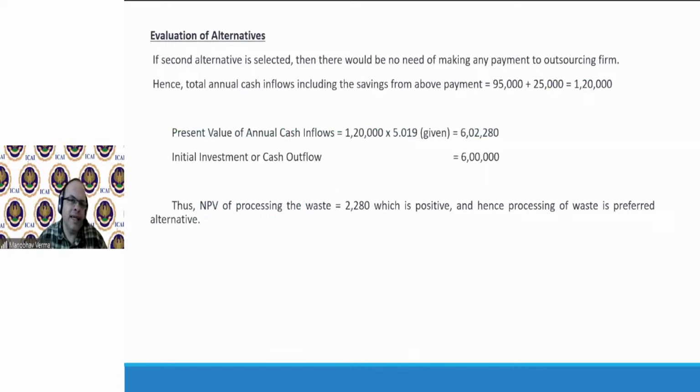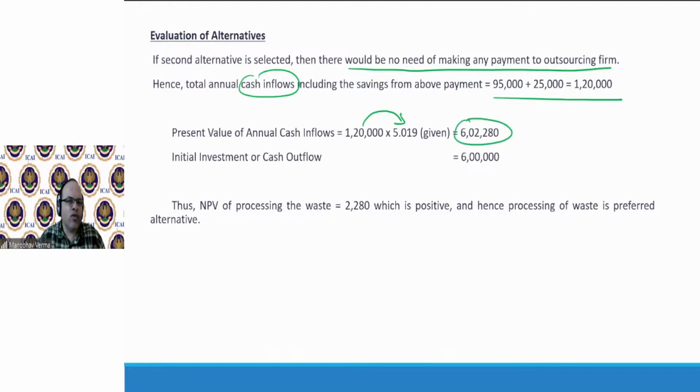Can I say that in this 95,000, there will be no need of making any payment to the outsourcing firm. Hence, my total cash inflows become 1,20,000 now. 95,000 plus 25, that is 120. Do you agree with this? And if that is the case, I can quickly calculate the present value of 1,20,000 into 5.019, which is 6 lakh 2,000. My initial outflow is 6 lakhs. I can see there is a positive NPV. That means obviously you can go ahead with the processing.